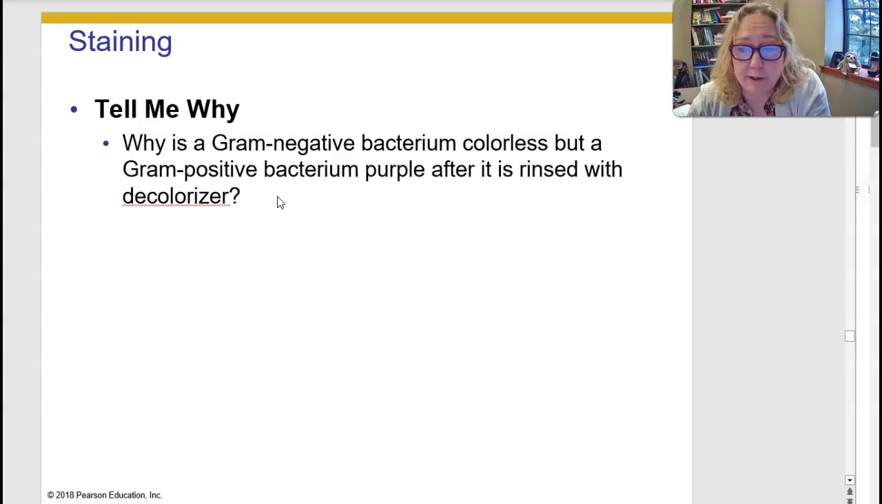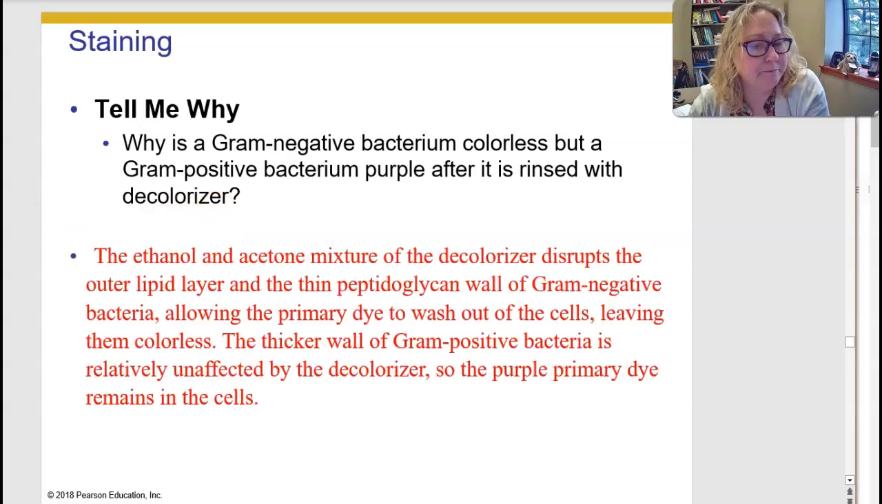All right, your deep thought question is why is gram-negative bacteria colorless, but a gram-positive bacteria purple after it is rinsed with decolorizer? Think about it, pause it. Remember, because the ethanol and acetone mixture of the decolorizer disrupts that outer layer in the gram-negative, and the thin peptidoglycan that's in between doesn't absorb. So there's no outside peptidoglycan in the gram-negative. So it doesn't absorb the purple.